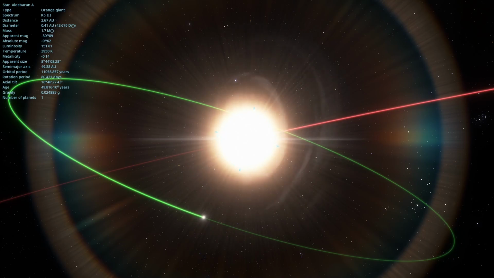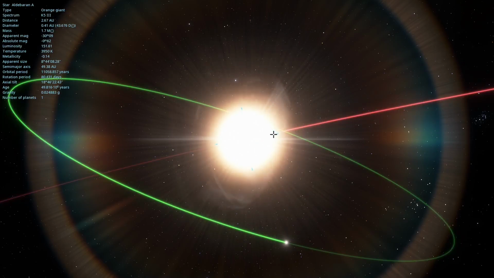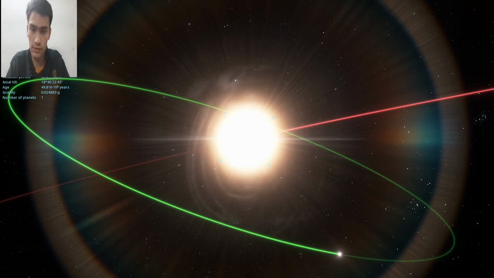Now, what you see revolving around this red giant star Aldebaran, as you can see on the top left, is Aldebaran A. This is not a planet. It's actually a binary star system, and its partner here is Aldebaran AB, another star. But this one over here is the red giant, Aldebaran. So this is obviously one of the brightest stars and one of the biggest stars ever discovered. So yeah, red giants, although they're low mass, have many cool properties.